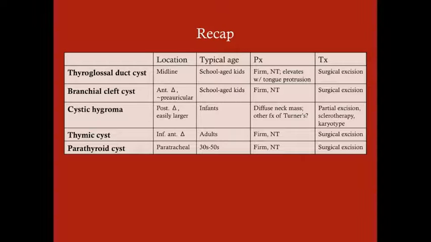The thymic cyst is in the inferior anterior triangle, down closer to the clavicle. A typical age where it's diagnosed is in adults. Physical exam will reveal a firm non-tender mass. The treatment is surgical excision. And the parathyroid cyst is paratracheal in position, typically presents in middle-aged adults. It's also firm and non-tender, and surgical excision is the treatment of choice.